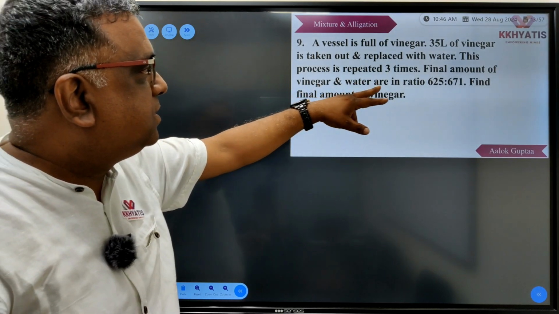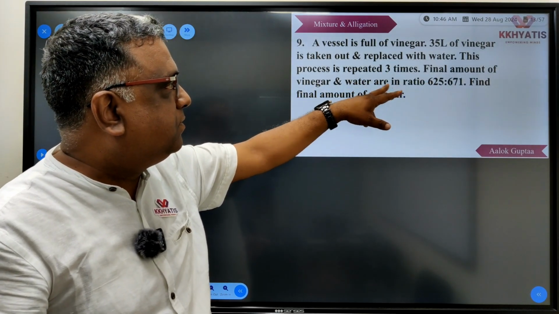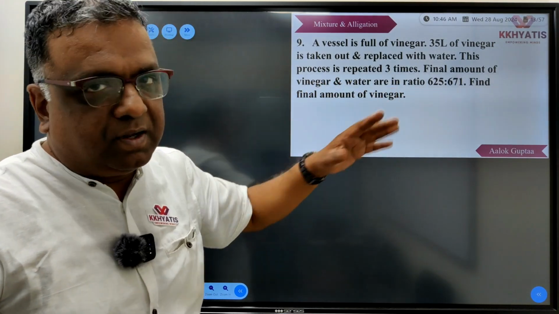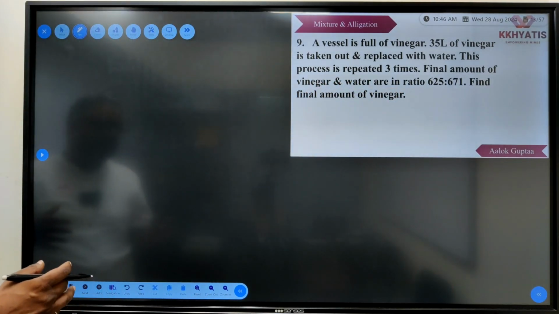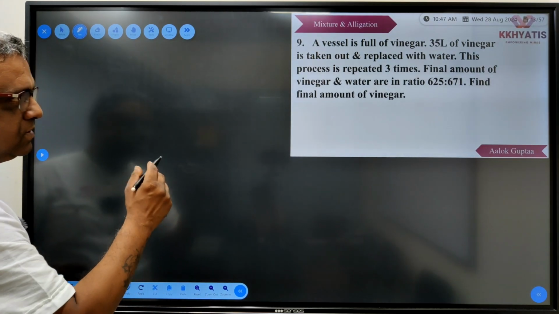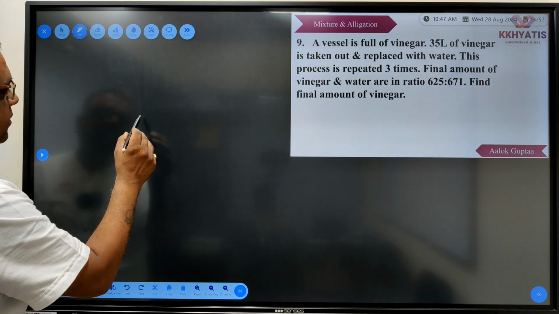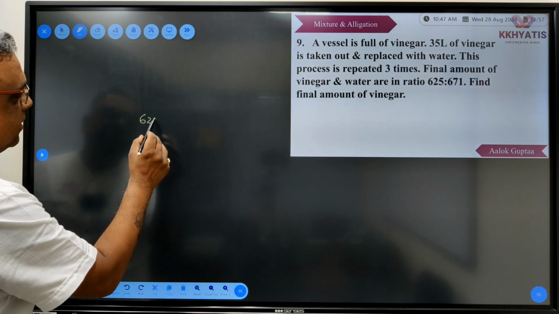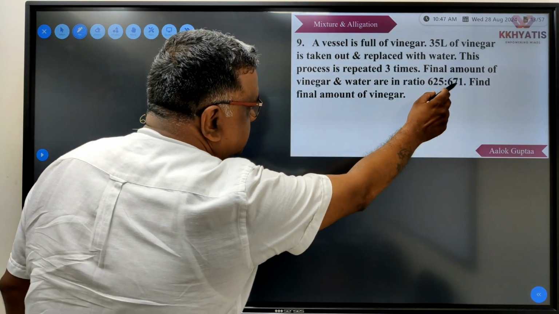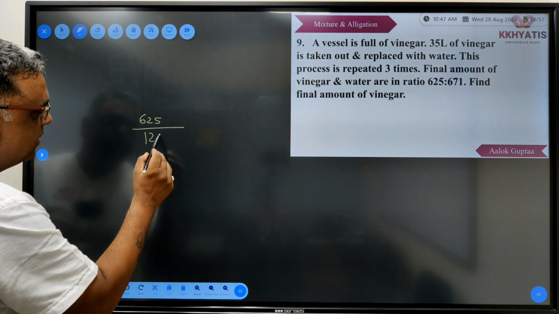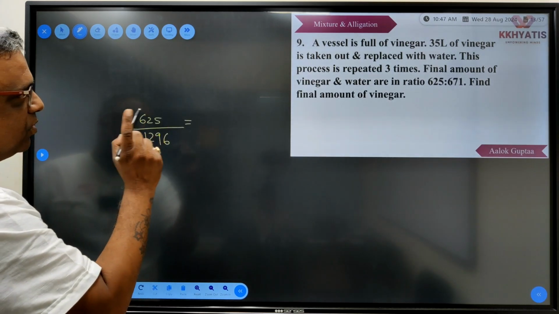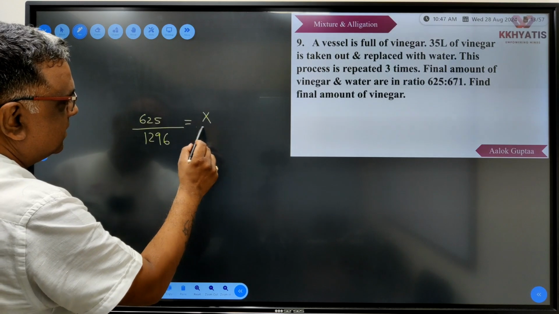The final amount of vinegar to water is now 625 is to 671. Find the final amount of vinegar. So I'm not going to write the entire formula. I'm just going to say it and then you understand from that. Final quantity of vinegar upon total final quantity is not this; this plus this is the total final quantity. The ratio is given to us. This is not the actual quantity, but this is the ratio. Initial quantity of vinegar, I will assume it as X.